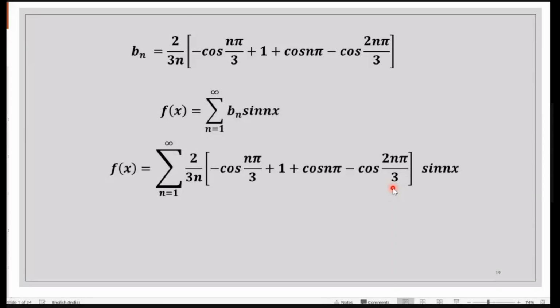Cos pi by 3 is 1 by 2. Cos 2 pi by 3 we can convert into cos pi by 3. Maybe try using a calculator and calculate the values when n is equal to 1, 2, etc., and write the series, if you are asked to prove that. Otherwise you can leave the answer in this form only.